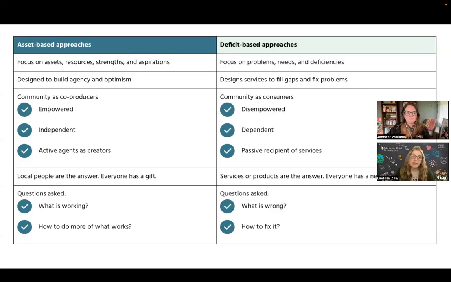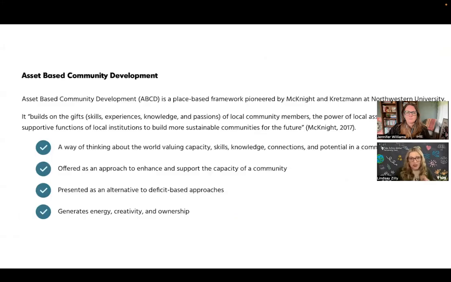The byproduct of this asset-based community development approach is that it empowers community. It helps them feel more independent, and they're now active agents and creators of climate change as opposed to feeling like passive recipients. So local people are our answer. We look at them as if they are the gifts. And again, we're asking ourselves, what is working and how can we do more of all of this good work that's currently working? This is called the asset-based community development approach, which is also known as ABCD. And this is the framework that was pioneered by McKnight and Kretzmann at Northwestern University.